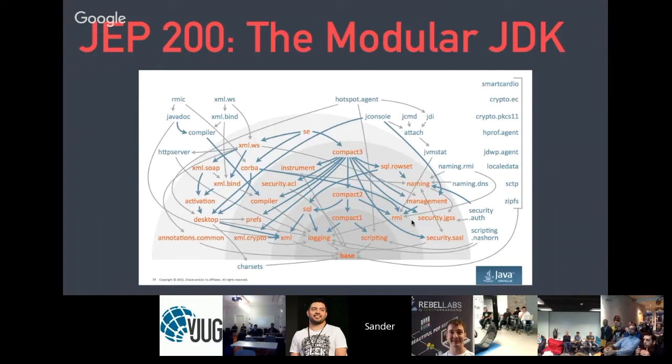Then we see all kinds of specific technologies, even something like Corba, which is modularized into its own module. And it means if you don't use Corba, like probably or hopefully most people don't, you actually don't need that module at all. And that's really nice because that's a really good way to actually deal with this kind of outdated technology. We also see that compact modules are there, and these represent the compact profiles that we got in Java 8, and they aggregate a subset of the complete module graph.